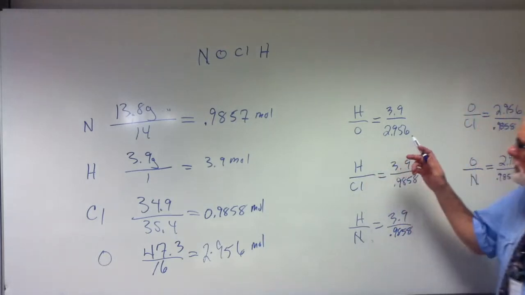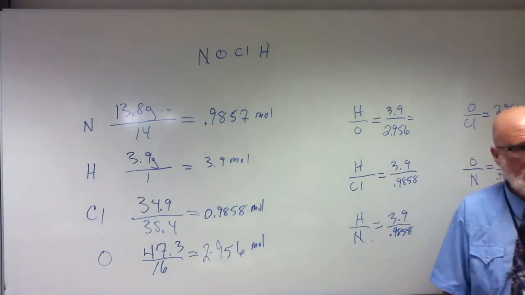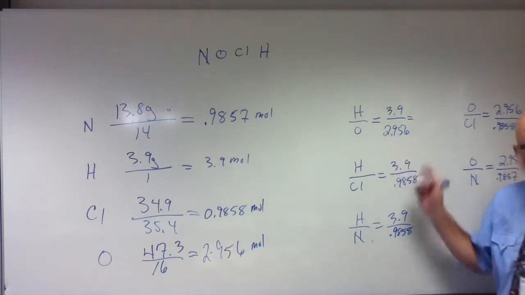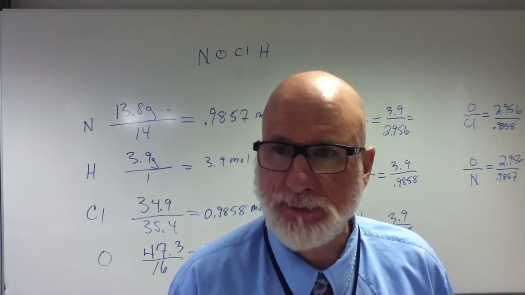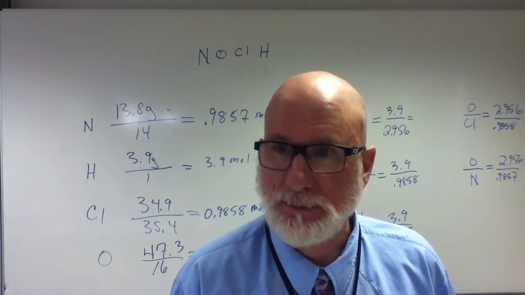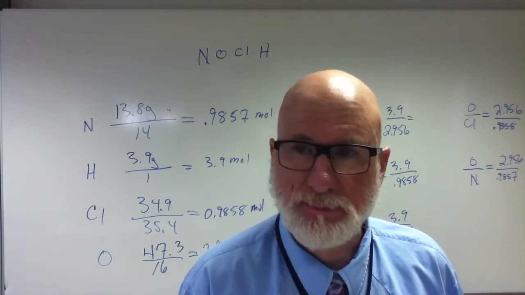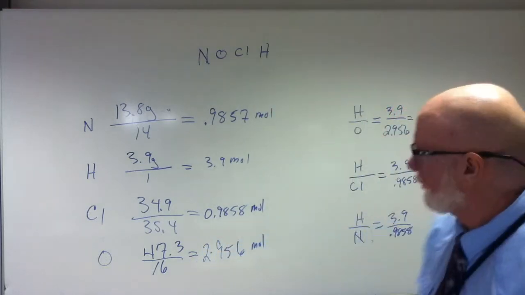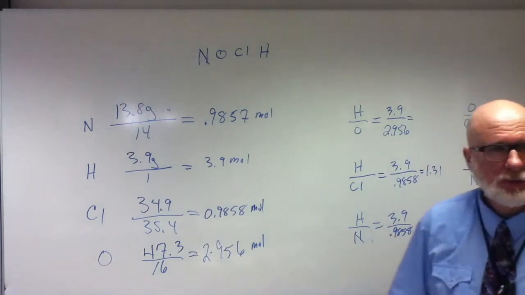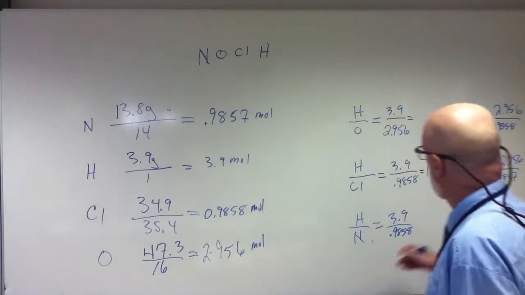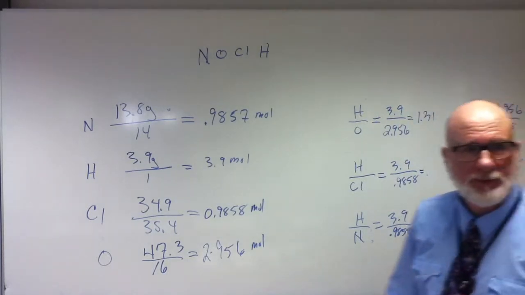So what is the ratio between hydrogen and oxygen? Let's do this. What's 3.9 divided by 2.956? Anybody? What is it? Let's go, guys. Come on. 1.3. 1.31. Sorry, 2.956. 1.31, right? Is that what you get?